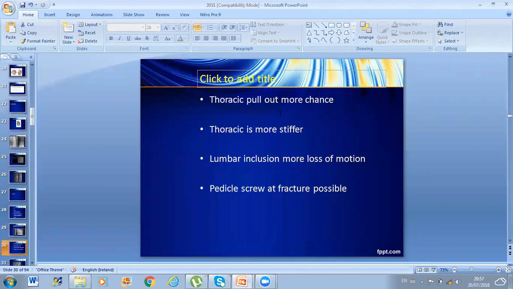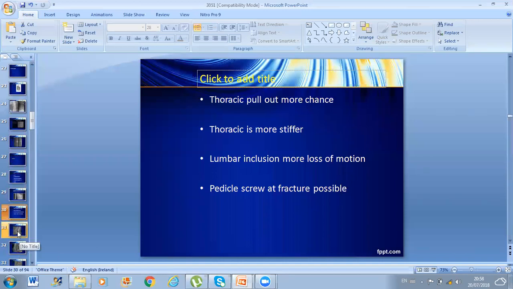So in the thoracic spine there is more chance of pullout, as the thoracic spine is stiffer. In the lumbar spine, inclusion of more levels means more loss of motion, and a pedicle screw at the fracture site is possible. If I can put a pedicle screw at the fracture site, then I don't need to fix far above and below. I need to fix one level above and one level below, but I don't need to go two levels above.